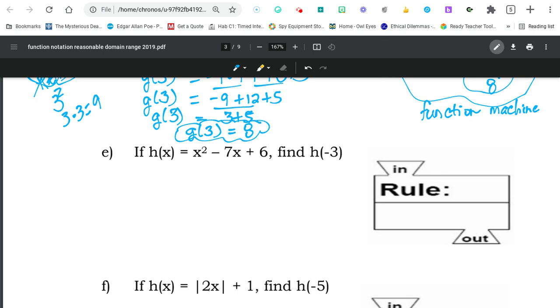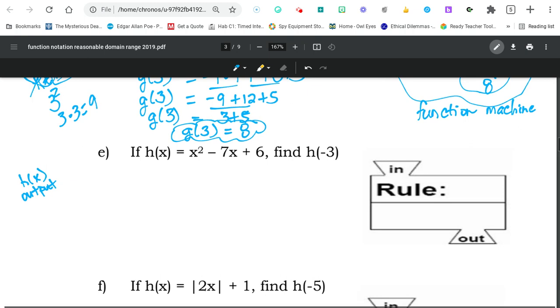All right, this is what you should have gotten. It says if h of x is equal to x squared minus 7x plus 6, you're going to find h of negative 3. Notice now your output is h of x. Like I said, it doesn't matter the variable: g of x, f of x, h of x, it doesn't matter. It doesn't even have to be an x. Just know that whatever is in the parentheses is your domain. So since x is in parentheses, that's my domain. Since negative 3 is in parentheses, that replaces x, which is also my domain. Negative 3 is my domain.